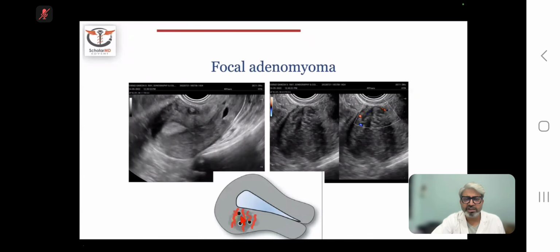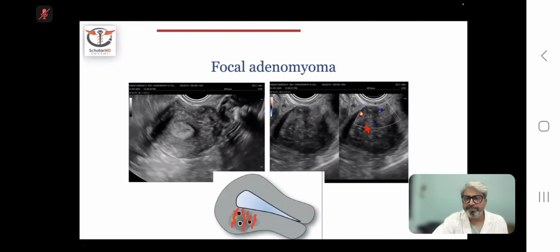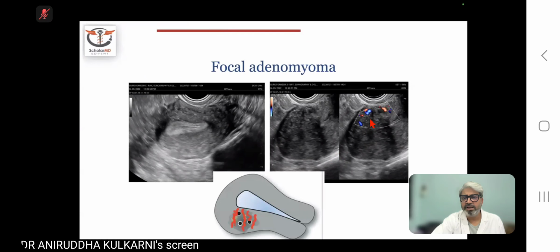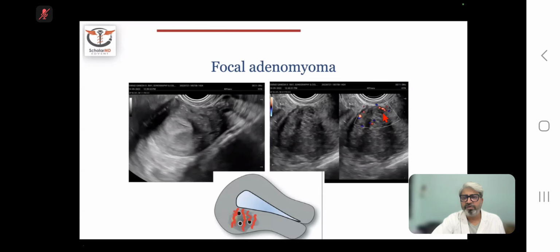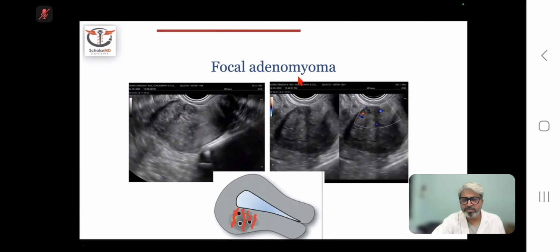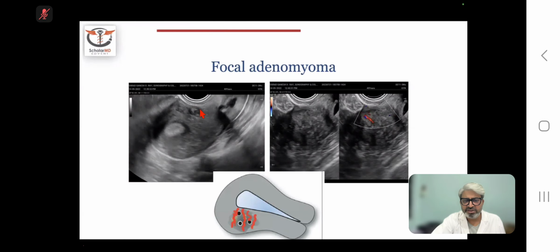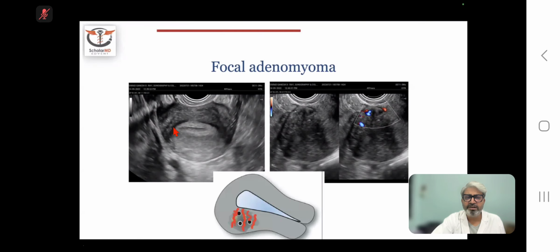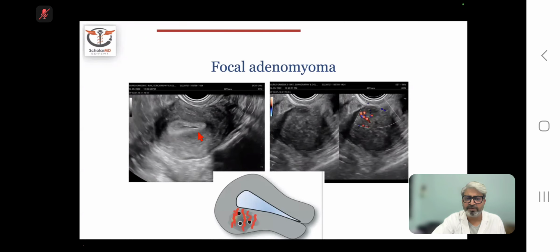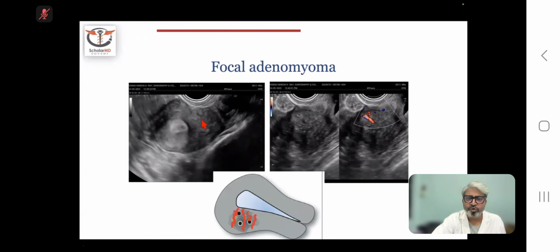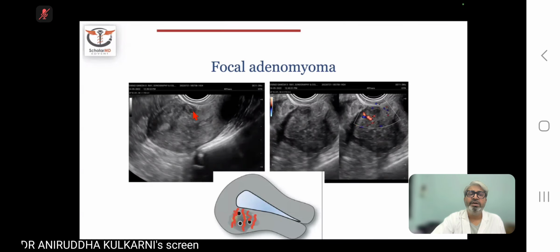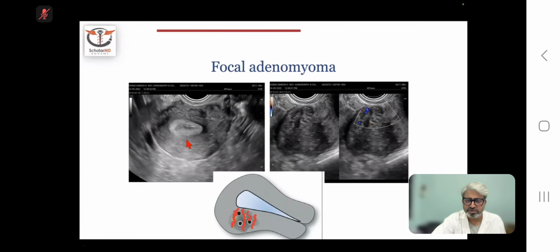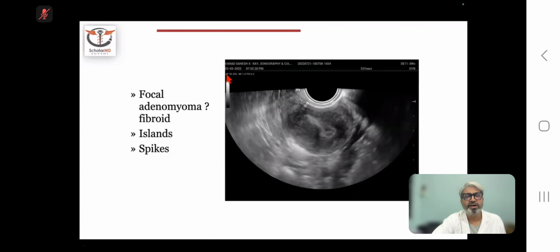Whenever we say it's a focal adenomyoma, typically what do we say? Whenever there is a translesional kind of vascularity. Can you appreciate the translesional vascularity? And why would I say that it's a focal adenomyoma? Because it's a focal lesion, because it is distinctly away from the endomyometrial junctional zone, which is thickened. So I am dealing with a focal variant of adenomyosis, which is not in continuity with the endomyometrial junctional zone. Hence, I am going to call it the focal adenomyoma.